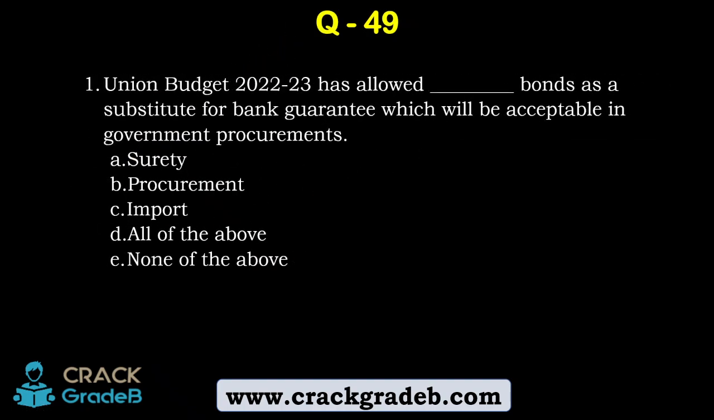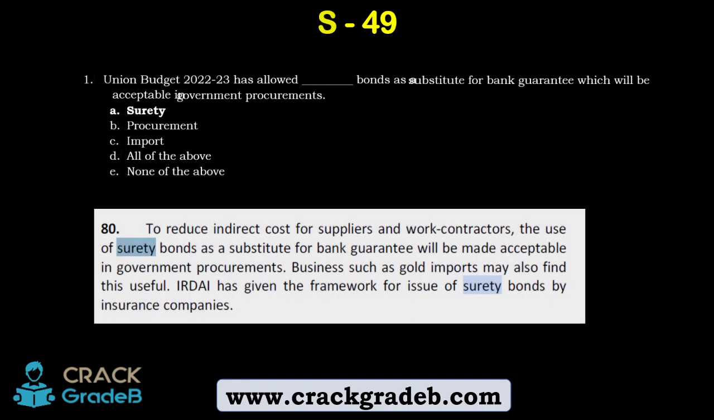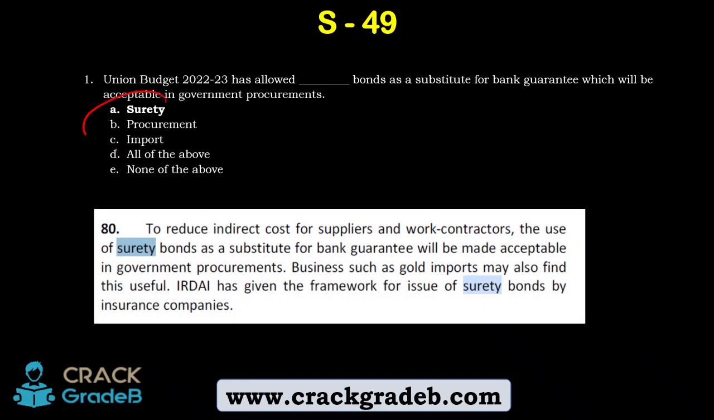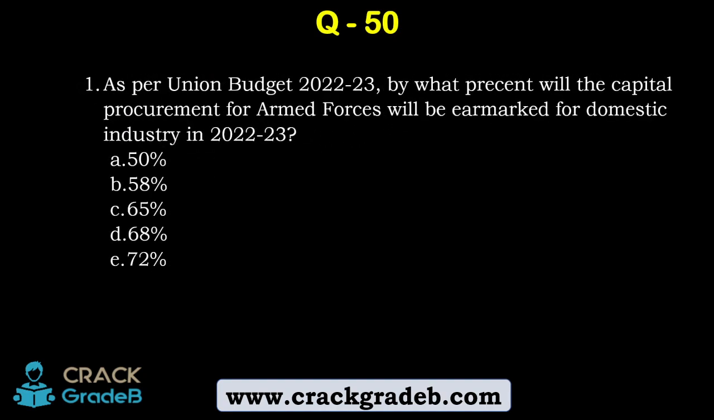The Union Budget has allowed dash bonds as a substitute for bank guarantee, which will be acceptable in government procurement. It's the surety bond, right? Surety bond, and IRDAI will give the framework for issue of surety bonds by the insurance companies. Right? Let's see question number 50.